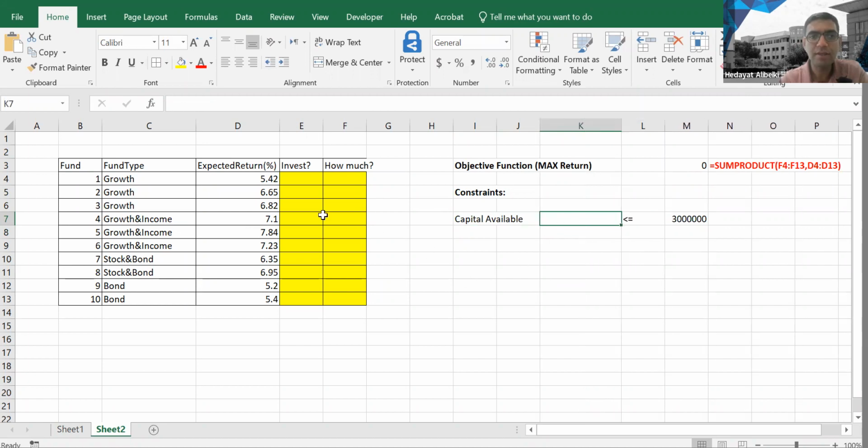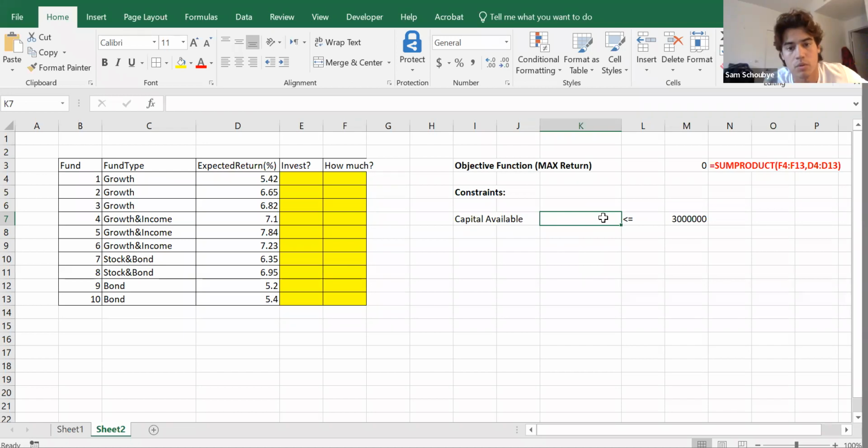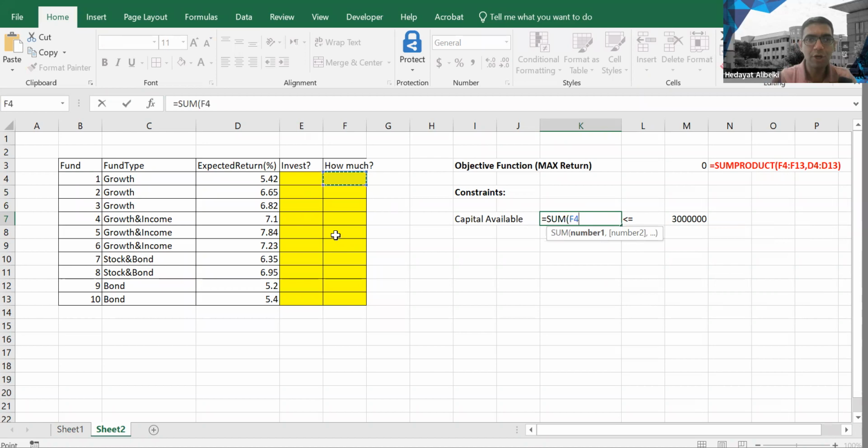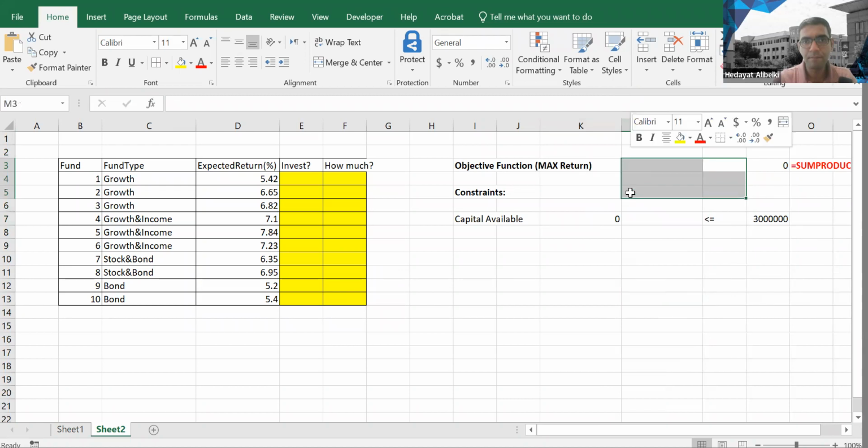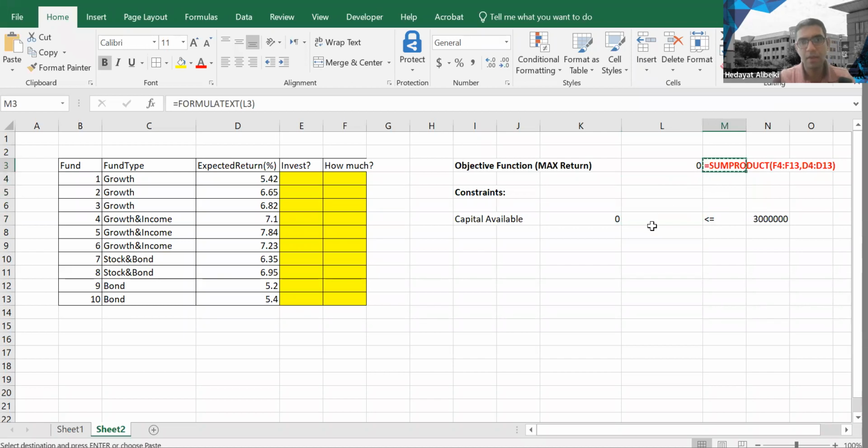So here you put, what do you put here? What's the left-hand side of this constraint? Would it be the sum of how much you invest in each mutual fund? Sam, thank you. You got it. Sum of the decisions, sum of the amount of investment. That would be your left-hand side. The total amount that you are going to invest should be less than $3 million.